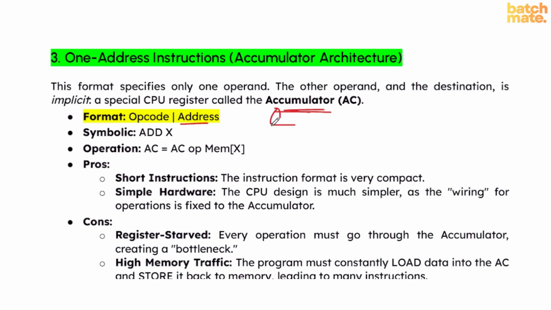For add X, the operation is like, the data in X is added to the data in AC and the result is stored back in the AC. Think of an old calculator. You type a number, hit plus, type another. The screen, or here the accumulator, updates. You don't tell the screen to update, it just does.